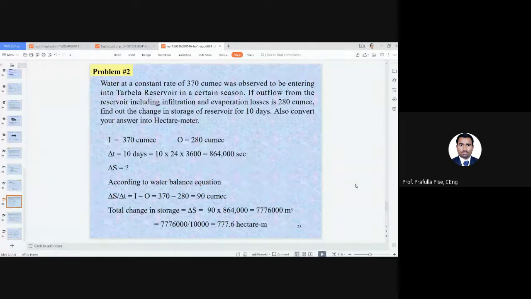So if the outflow from the reservoir, including infiltration and evaporation losses, is 280 cubic, find out the change in storage of the reservoir for 10 days. Also convert your answer into hectare meter. Sometimes they can also ask you to convert your answer into hectare inch, because that is the most popular unit used in India.